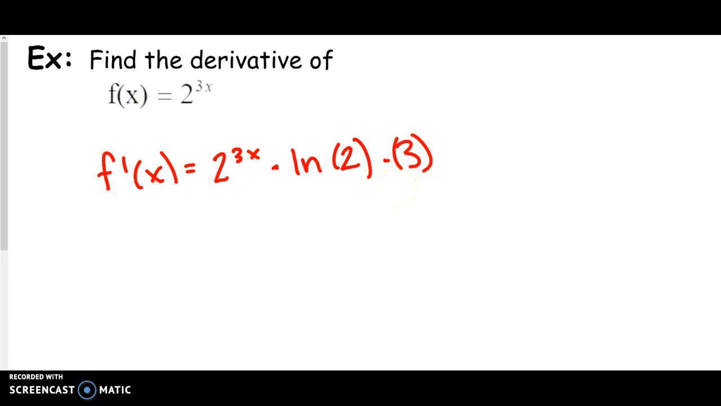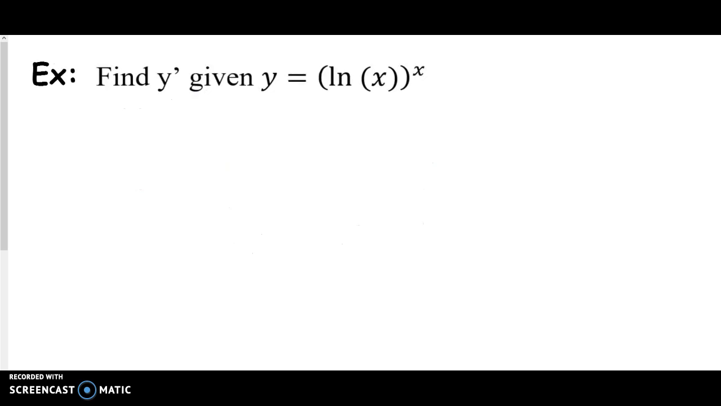Sweet. If you were wondering how that relates to before, well, this is a to the u times the natural log of u. Oh, wait, no, natural log of a in this case. And then this is du dx. You don't need to know that, but it's just something cool to know. All right, next one.